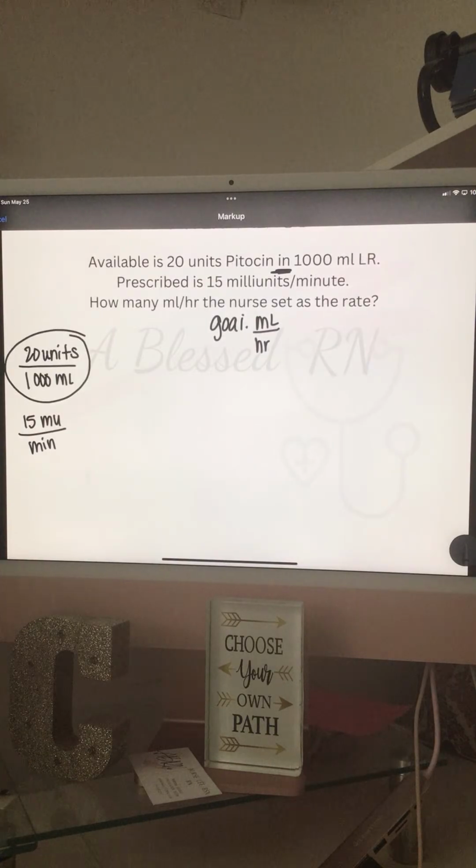All right, so we're starting with milliliters. So we take this piece and we flip it so that our milliliters are on top, right? So 20 units is on the bottom. So next we need units, right? Do we have units in our puzzles?